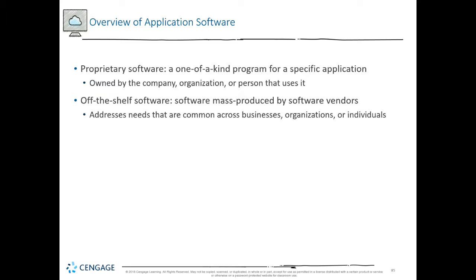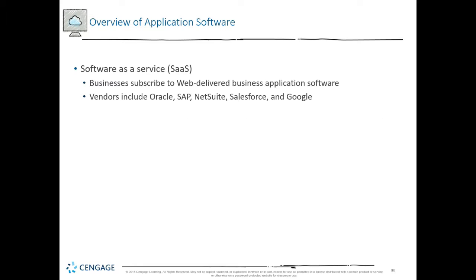Overview of application software. Proprietary software is a one-of-a-kind program for a specific application, owned by the company, organization, or person that uses it. Off-the-shelf software is mass-produced by software vendors and addresses the needs of the most common businesses, organizations, and individuals. Software as a service, SaaS: businesses subscribe to web-delivered business application software. Vendors include Oracle, SAP, NetSuite, Salesforce, and Google.